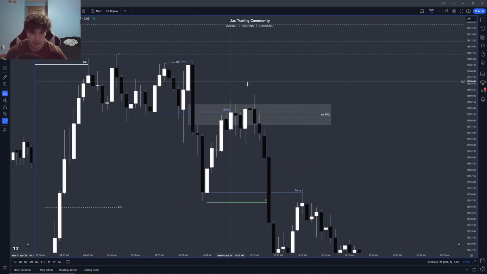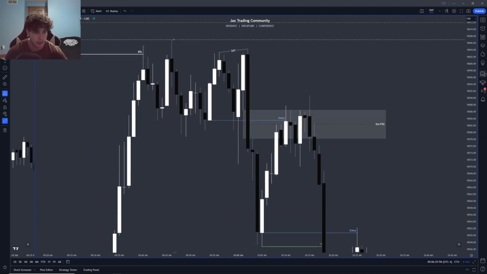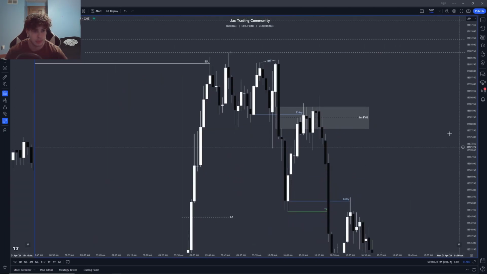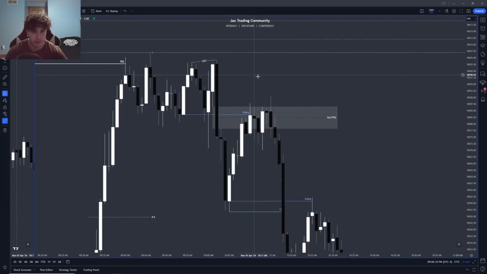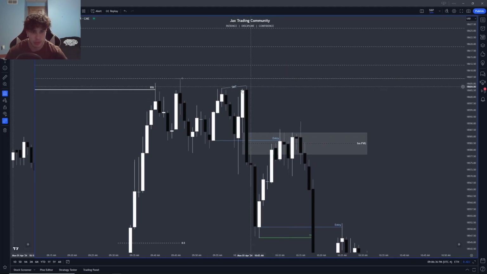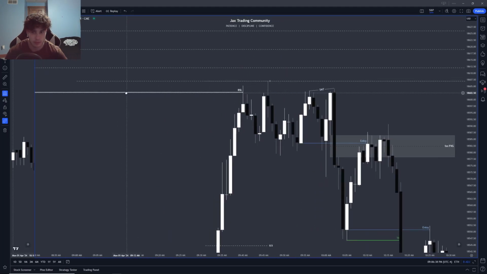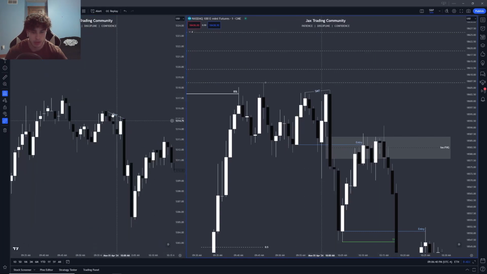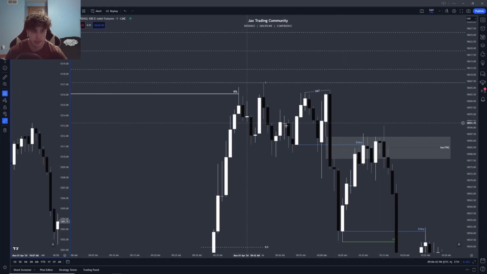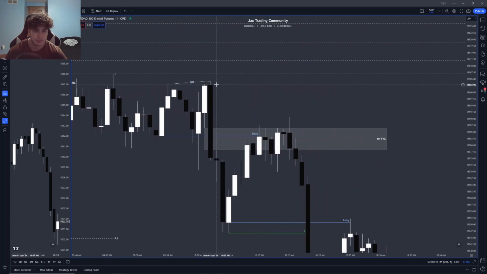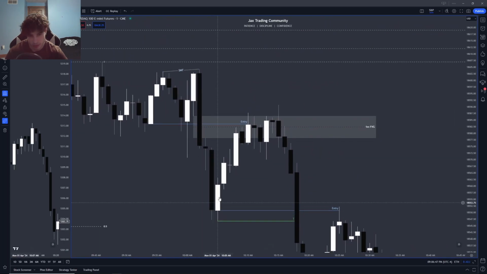And there's also things like chase entry, which you don't want to do. But anyways, right here in this model, we have Turtle Soup. We have a manipulation of this high, while on ES we did not create a manipulation of the high. And we get a massive sell-off.